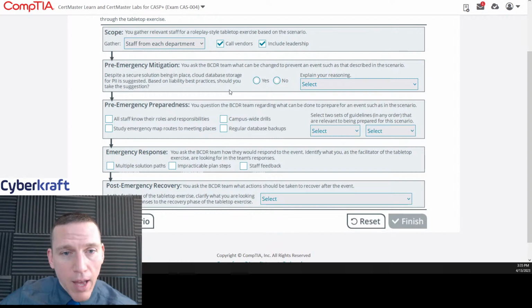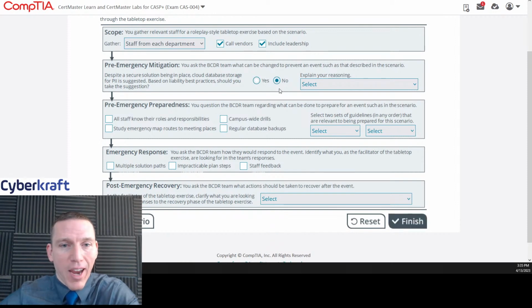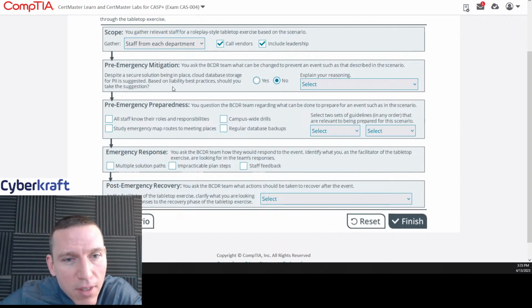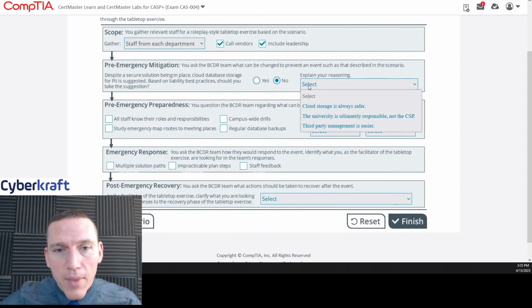Okay. I don't really see any clues for what indicates this question. So I'm going to assume that they're trying to drive at the fact that if we store PII in the cloud, there's a risk associated with that. Now, cloud storage on its own isn't inherently more risky. This could be a private cloud. But wait, this says cloud database storage for PII. That could be a private cloud. Okay. I'm not a big fan of this question already.